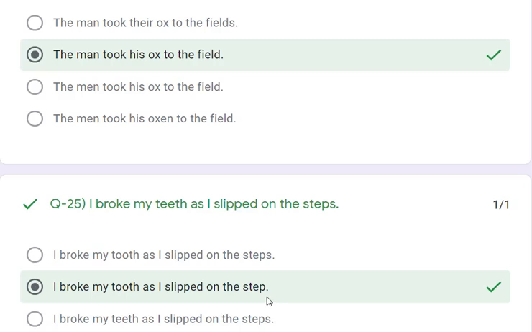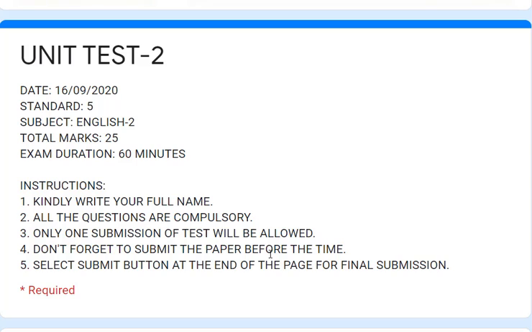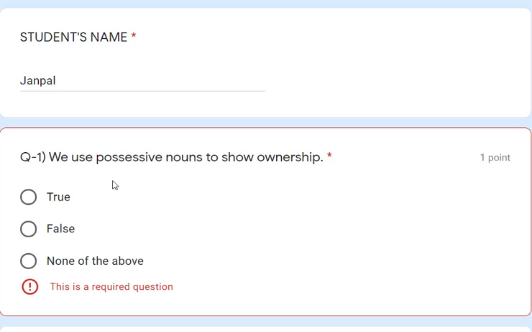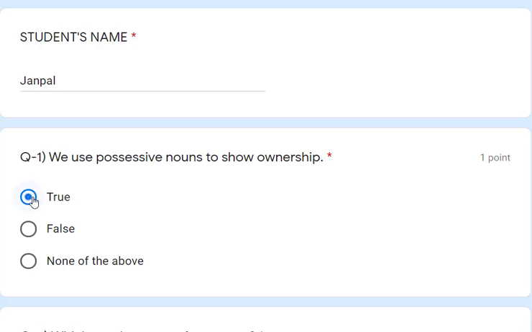Okay. So here we have finished our unit test 1 English paper 2. Let's see our English paper 2 for unit test. Okay. So let's see. Here you can see paper 2. Okay. So the first question. We use possessive noun to show ownership. Is it true or false? This is true, right? To show ownership, we are using possessive noun.